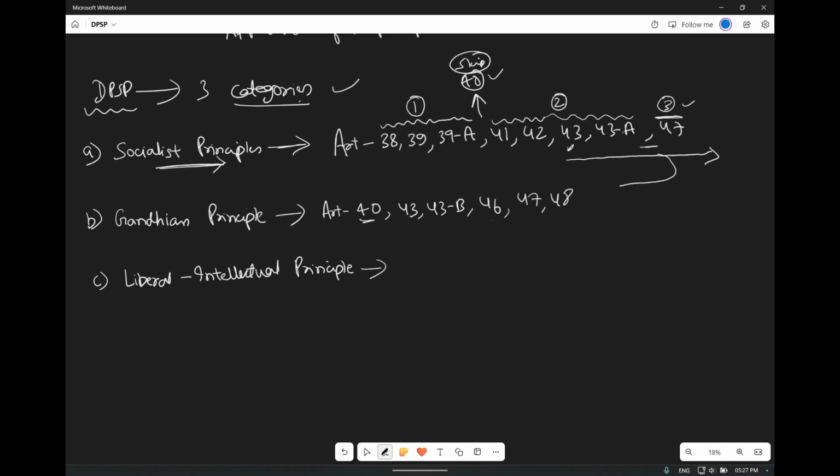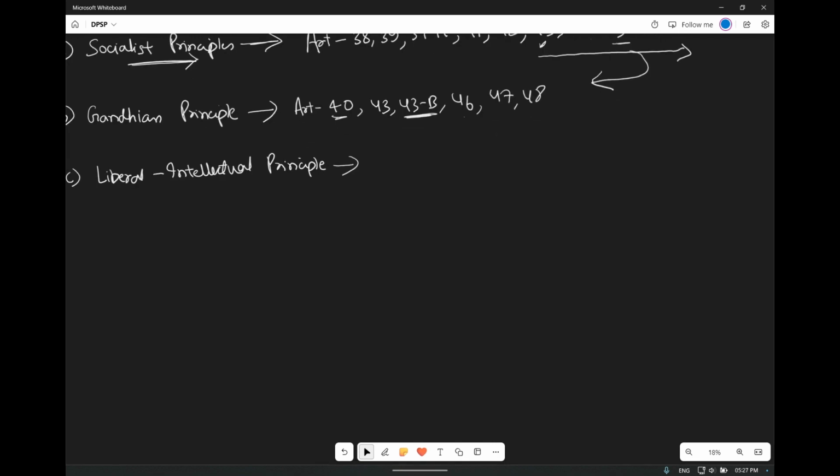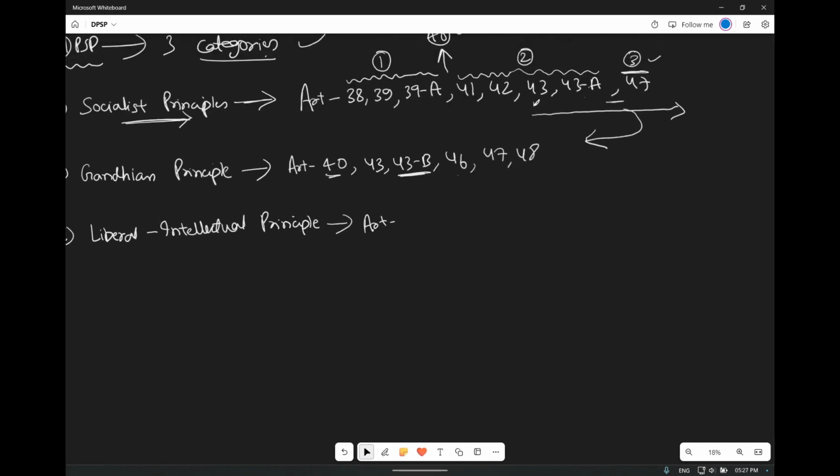So that is going to come here, and instead of 43A we are using 43B. Now, liberal intellectual principles, and what those things are we'll discuss in detail. So it talks about Article 44.